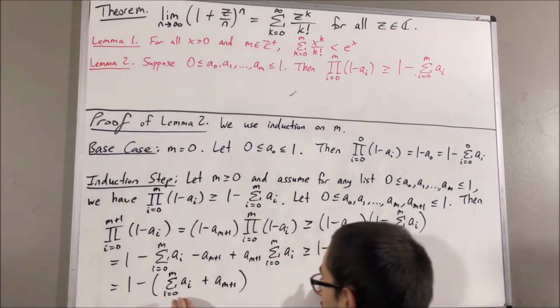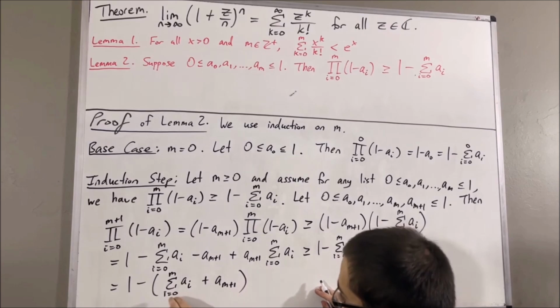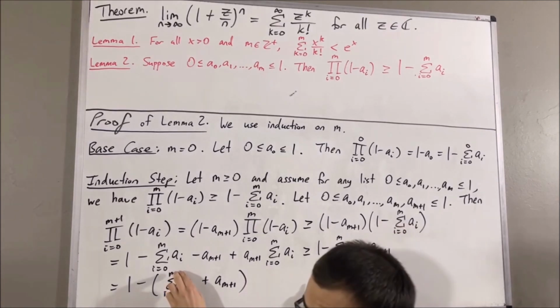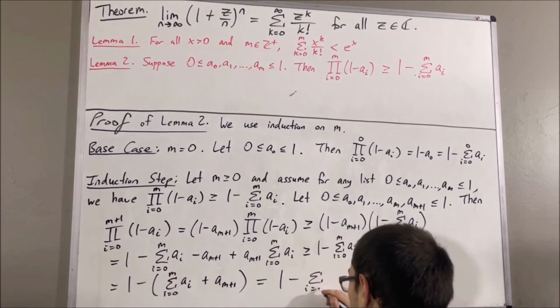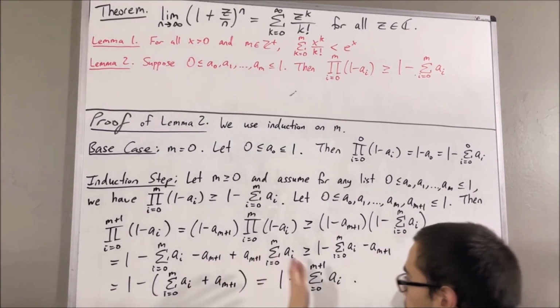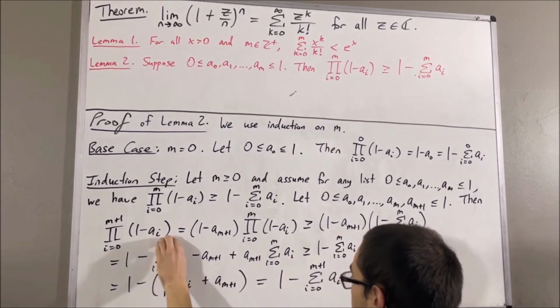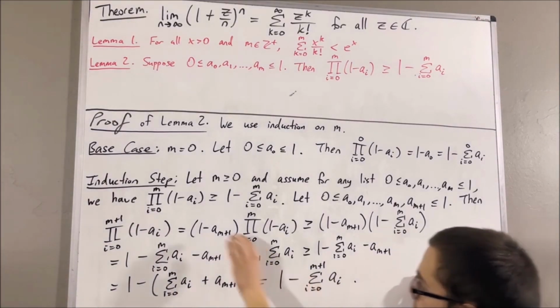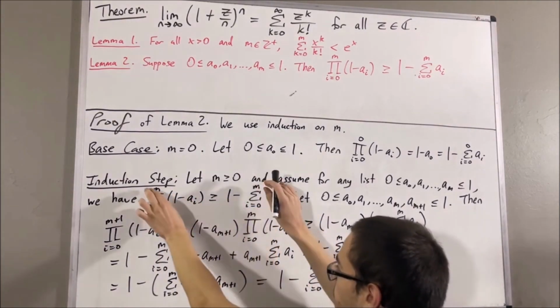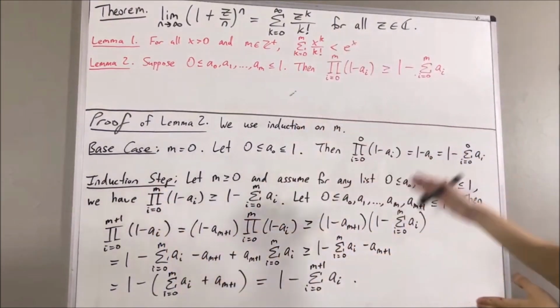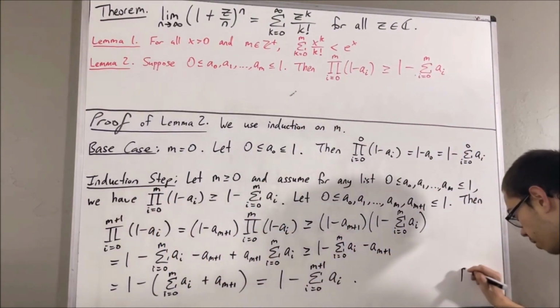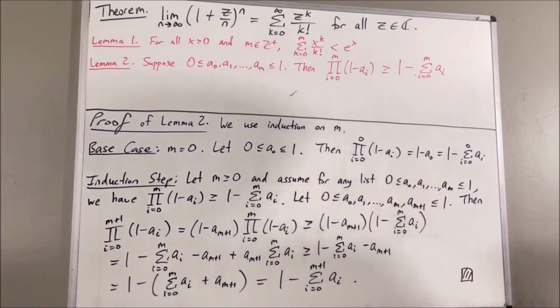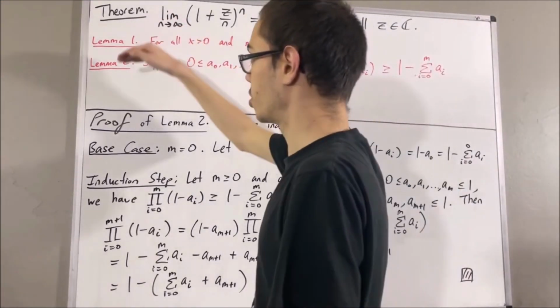But then we know if we add these two together, this is just the sum from i equals 0 to n plus 1 of a_i. And so what we have shown here is that this guy is greater than or equal to this guy. So basically we've shown that this is true, where instead of m, we have n plus 1. So this completes the induction step. And so this completes the proof of lemma 2. So now we've proven both lemma 1 and lemma 2.